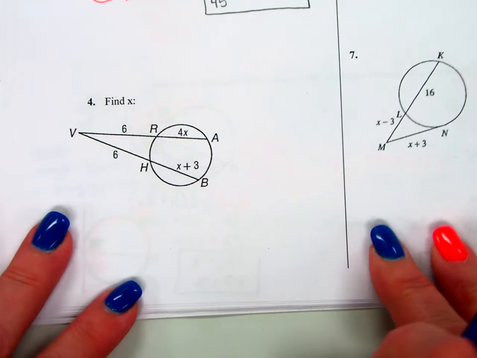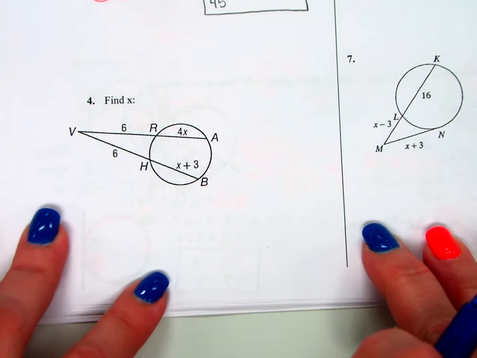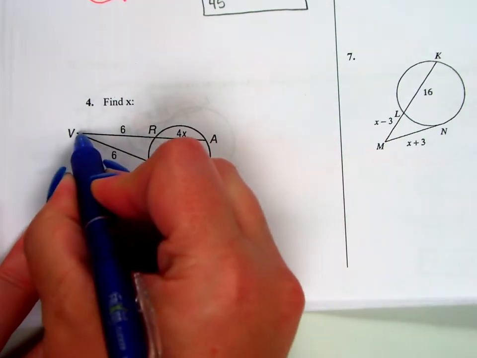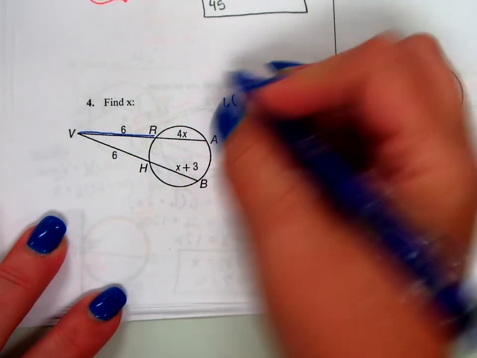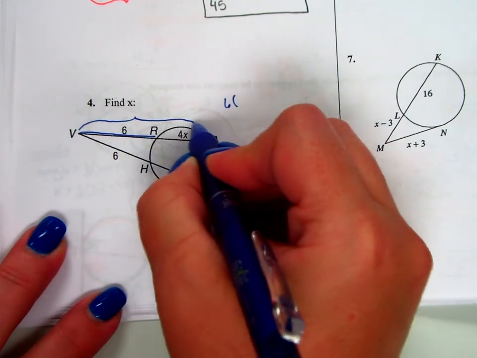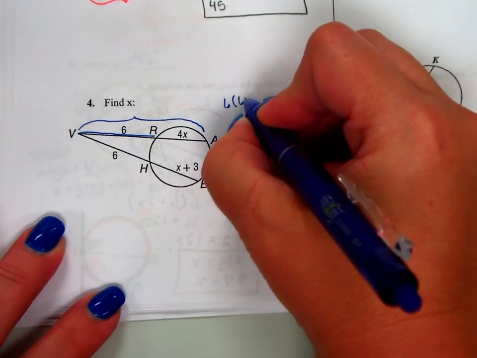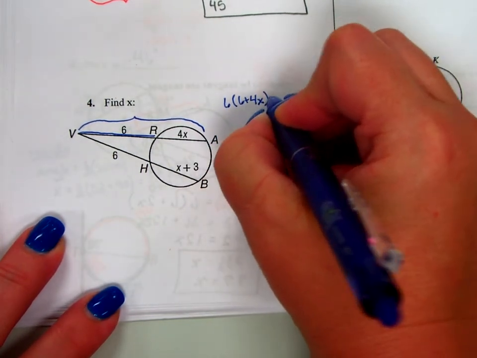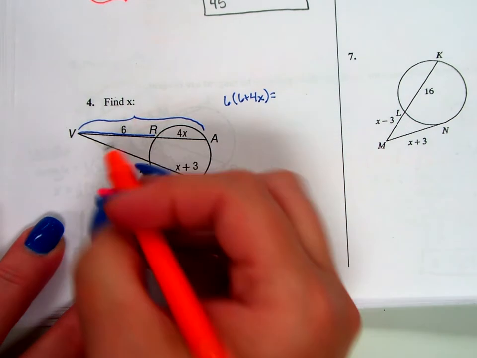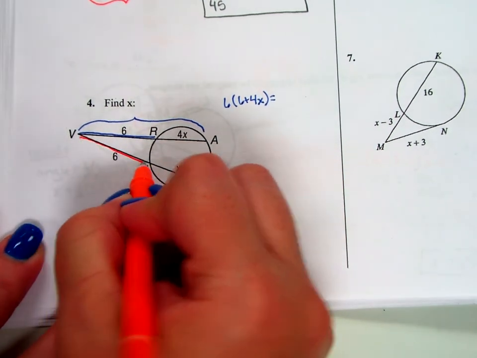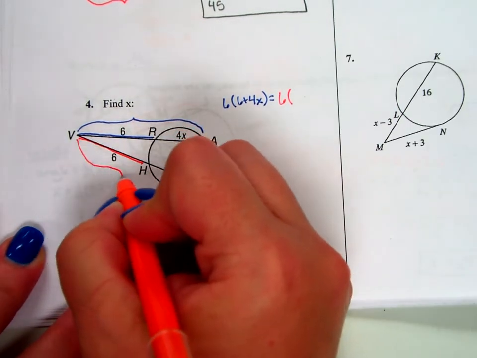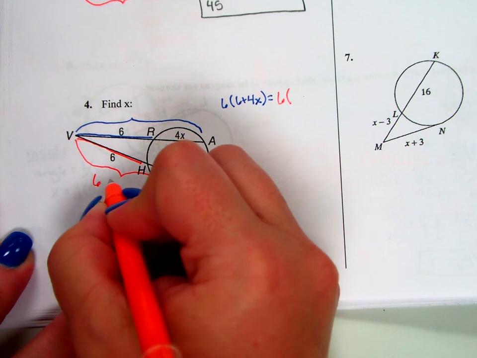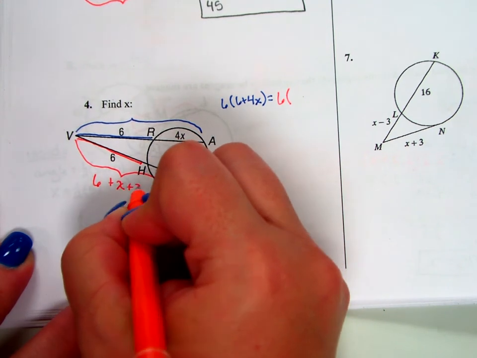Okay. Number 4, let's do the top one and then the bottom one. On the top one, what's the external? 6. What's the whole? 6 plus 4x. Equals, on the bottom, what's my external? 6. What's the whole? 6 plus x plus 3.